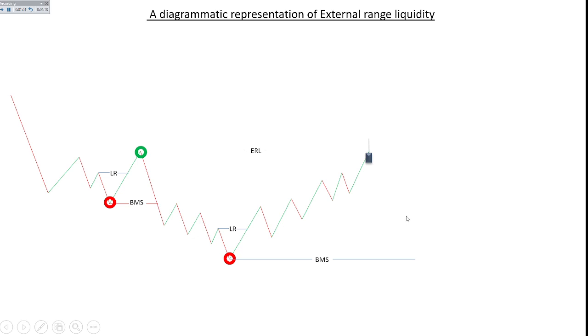So your change of sentiment also acts as your external range liquidity, when the market looks for the next opportunity after you must have had a break of market structure. When price takes out your low, it is looking for the next opportunity. In some cases, price goes all the way up and takes out your change of sentiment without leading to a valid change of sentiment.